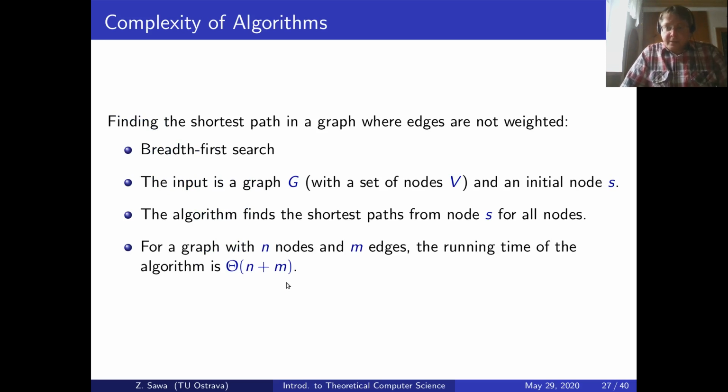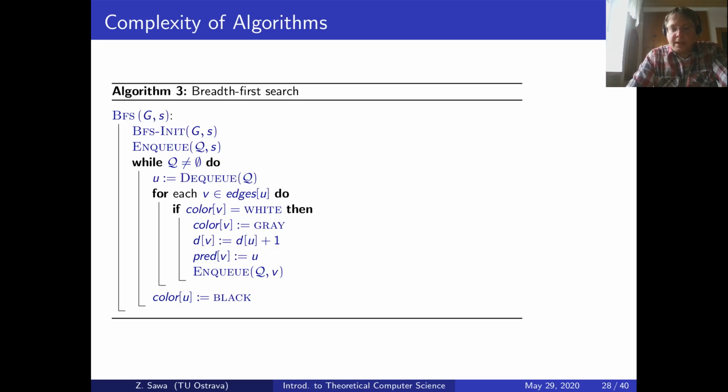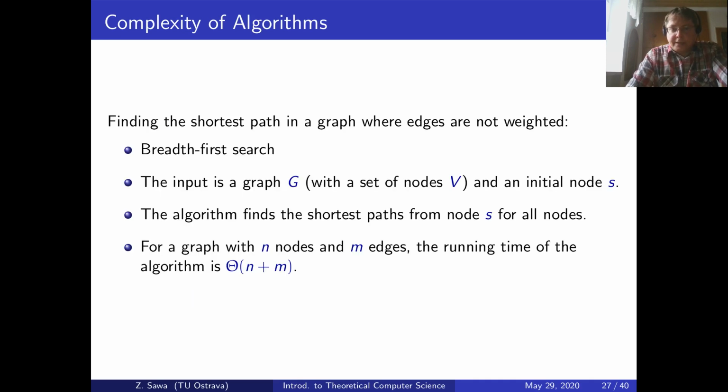Which is basically linear with respect to the time it takes just to read the information about the graph, just to read the list of nodes and list of edges. So in this sense, breadth-first search is rather efficient. Here we have also seen the case when we have the running time expressed in terms of two parameters, n and m.